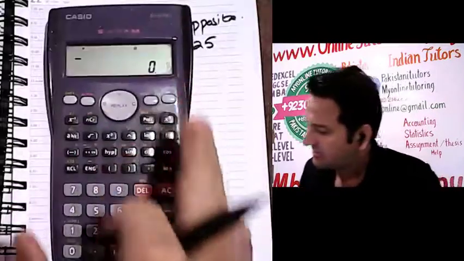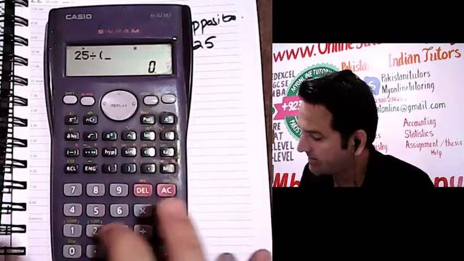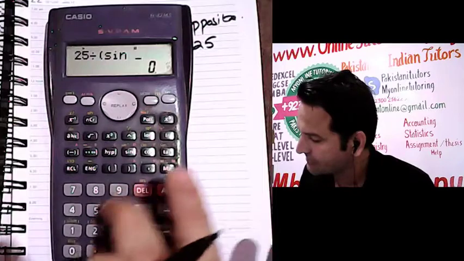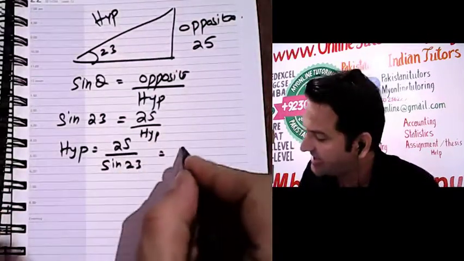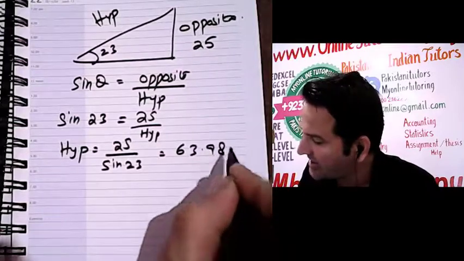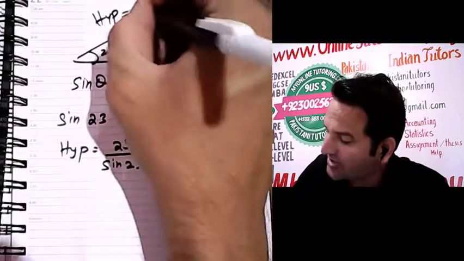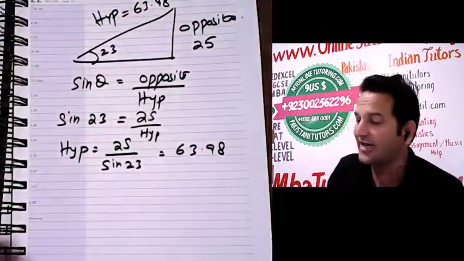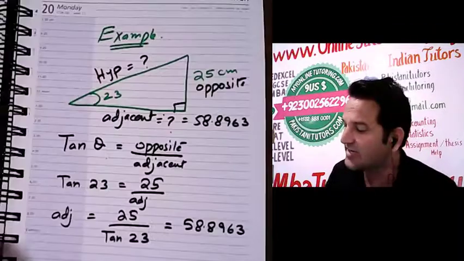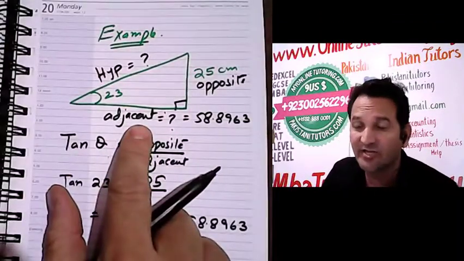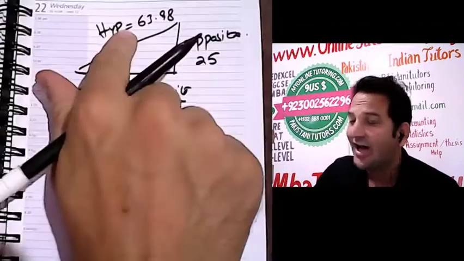So now 25 divided by sine 23. This is 63.98. What is the hypotenuse? So the hypotenuse will be 63.98. So using the sine function, we can find out the hypotenuse. Using the tan function, we can find out the adjacent. But there is another way. There is another way of finding the hypotenuse.